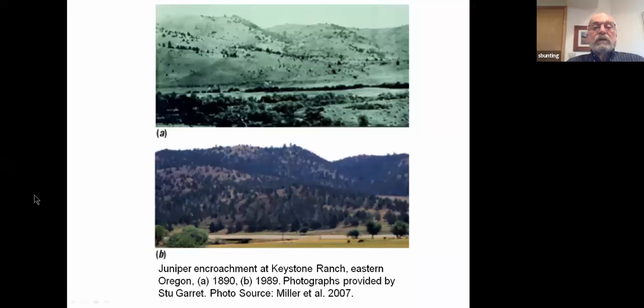These two photographs show the increase in distribution of western juniper in eastern Oregon over a 100-year time period. The upper photograph, taken in 1890, shows scattered juniper on the ridge in the background. A recent photograph taken in 1989 shows that this woodland has become more or less continuous across the ridge. This is a very typical response in many places of western juniper.